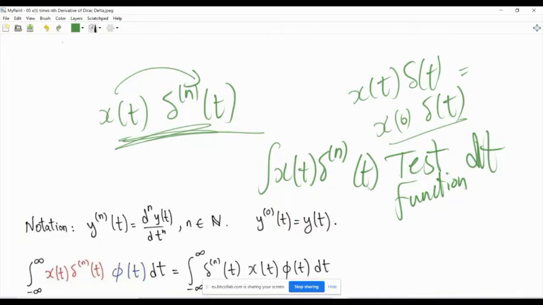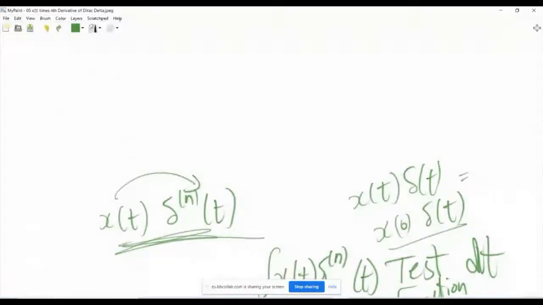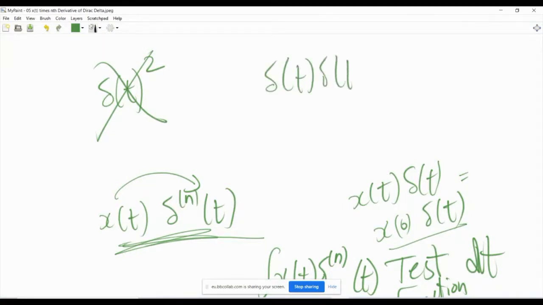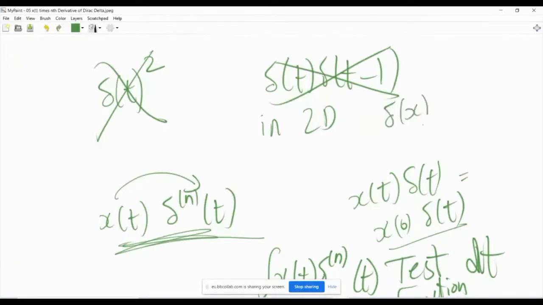So the last thing to say in this lecture, and we'll do this in the next lecture: can we have something like delta t squared? No. You cannot multiply a Dirac delta by a Dirac delta, or delta t times delta t minus 1. No. You cannot do this. You can multiply Dirac deltas if their arguments are different. So in 2D, for example, you can write down something like this, so long as x is a coordinate and y is the other coordinate. And actually, it's the definition of the multidimensional Dirac delta.